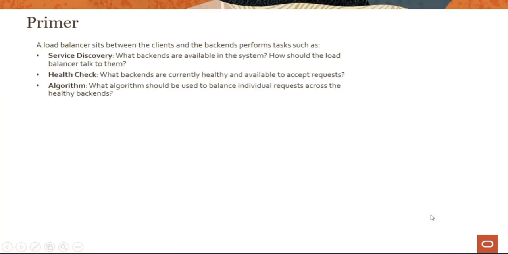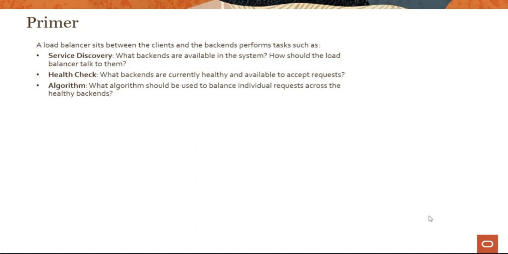In this module, we'll look into what a load balancer is and the OCI load balancing service and some of its key characteristics. Before we get into the OCI load balancing service, let's look at a quick primer on what a load balancer is.